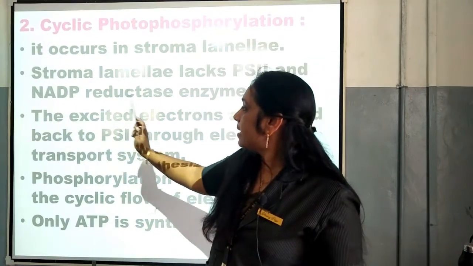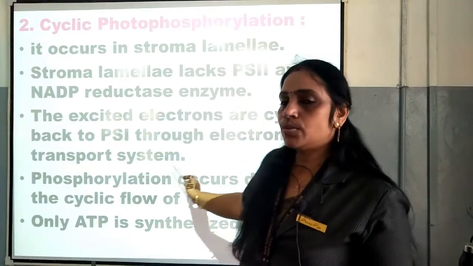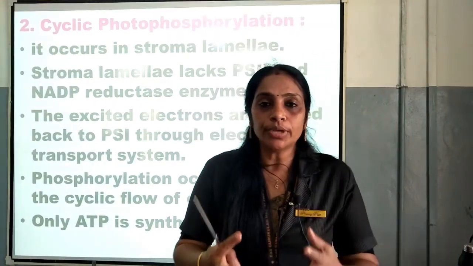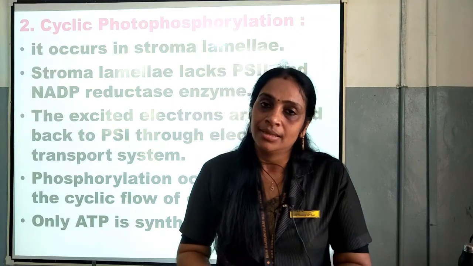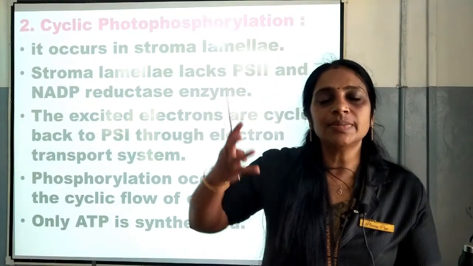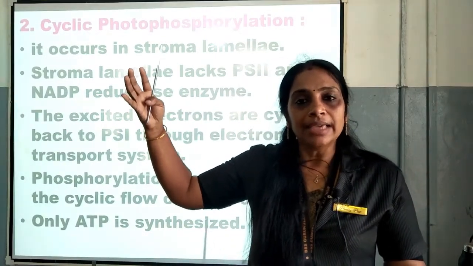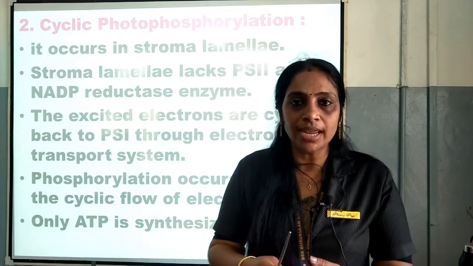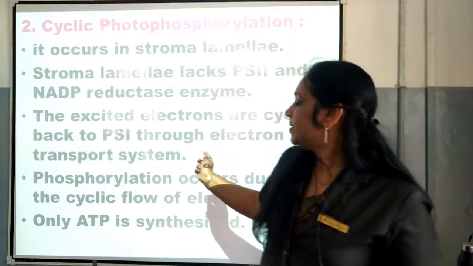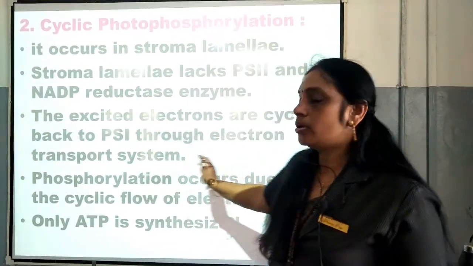Now what is happening? The excited electrons are cycled back to PS1 through the electron transport system. In the case of cyclic photophosphorylation, the chlorophyll A molecule absorbs the light energy and gets excited. So the electron jumps from the original state, that is the reaction center, and is accepted by the electron acceptor, and that electron is carried by the series of the cytochrome chain and again taken back to the reaction center. That is why it is said the excited electrons are cycled back to PS1 through the electron transport system.